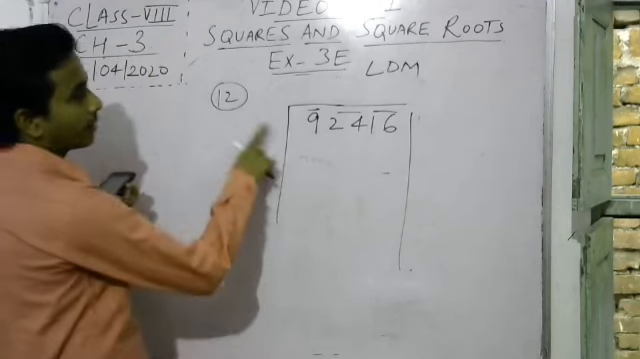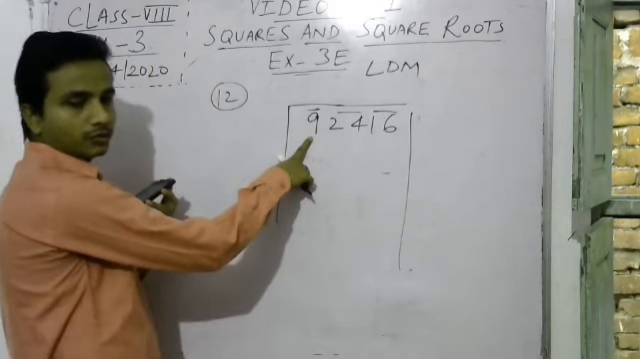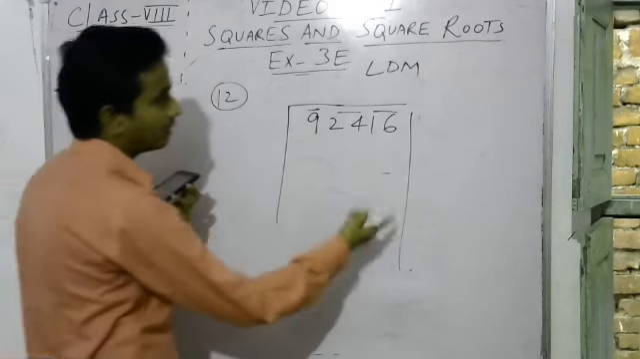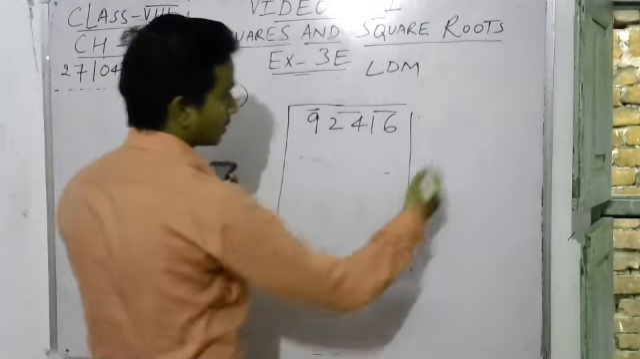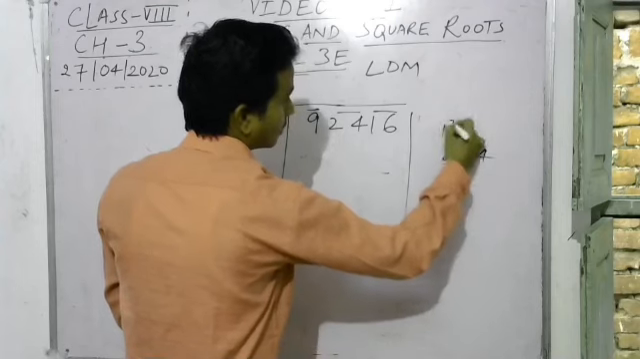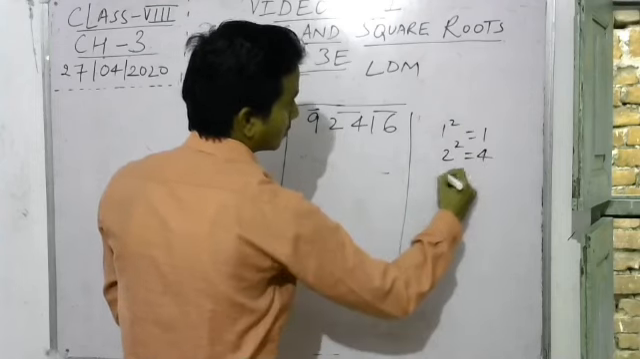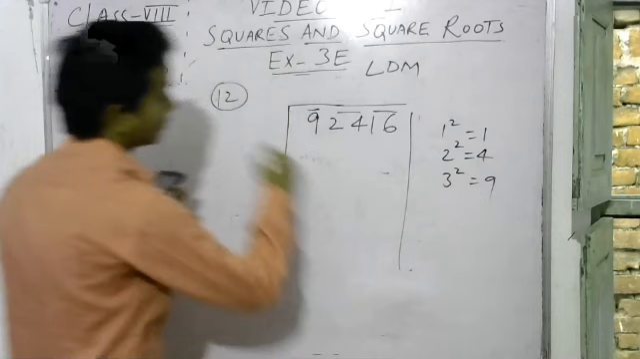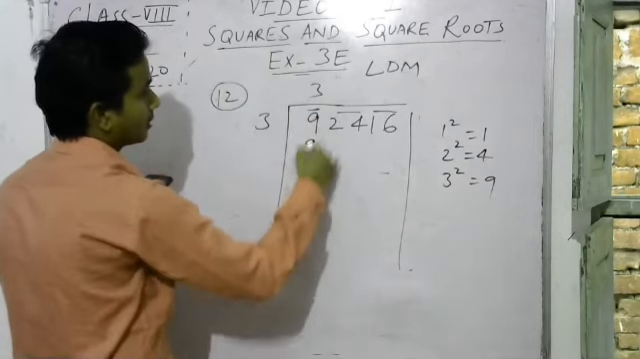We have to find a perfect square which is either equal to or less than 9. So what is that perfect square? Let's try. 2 squared is 4, 1 squared is 1, 3 squared is 9. So we know that 3 squared is 9.